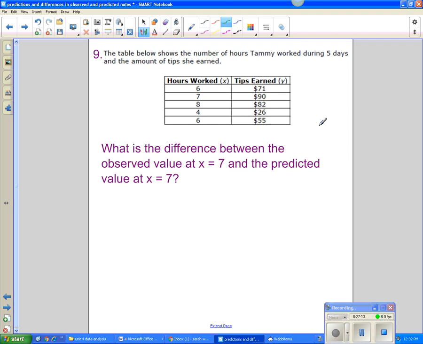Number 9, the table below shows the number of hours Tammy worked during 5 days and the amount of tips she earned. What is the difference between the observed value at 7 and the predicted value at x equals 7? Okay, you put them in stat.